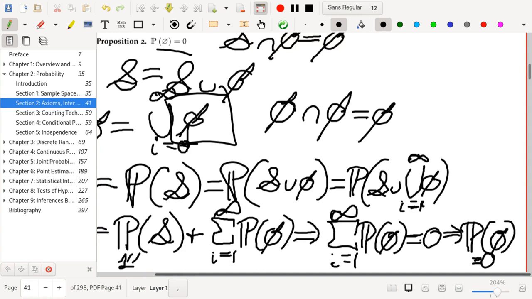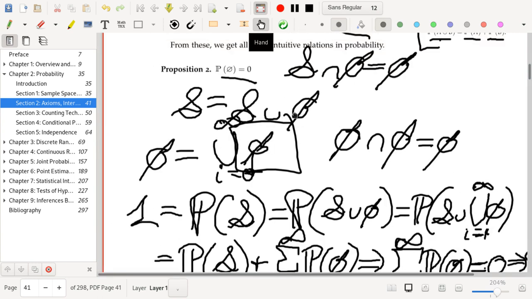Because probabilities cannot be negative, and even just because we're adding up something an infinite number of times, and it's the exact same thing, and it adds up to 0. So that means that each one of those must be equal to 0. Therefore, this proposition is proven.